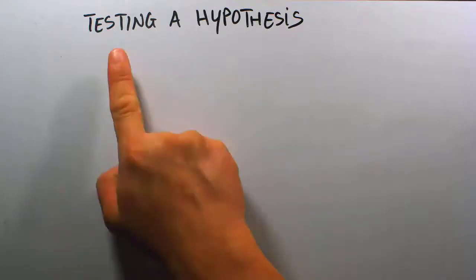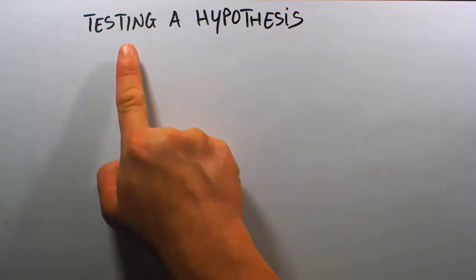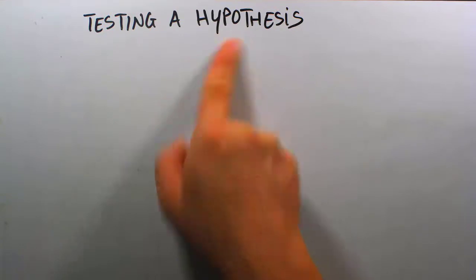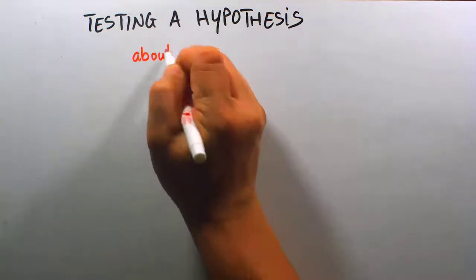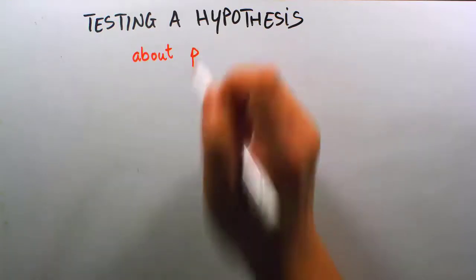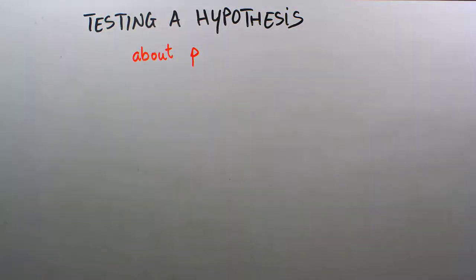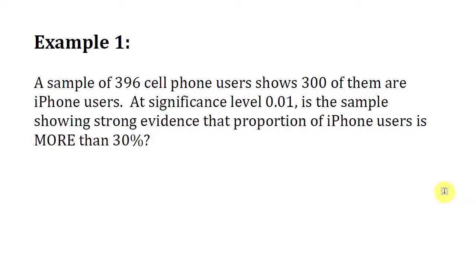Let's now get to doing a few examples on testing a hypothesis about a population proportion value. Here we are now on our computer screen. Let's have a look at our example 1.